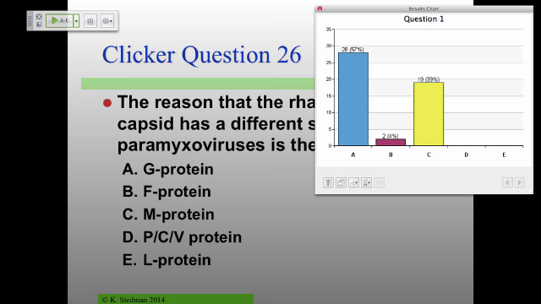So what's the G protein? The receptor binding protein, the fusion protein, particularly true for VSV. Does that have anything to do with the shape? It's the matrix protein, which forms a helix in the capsid, which makes that difference.